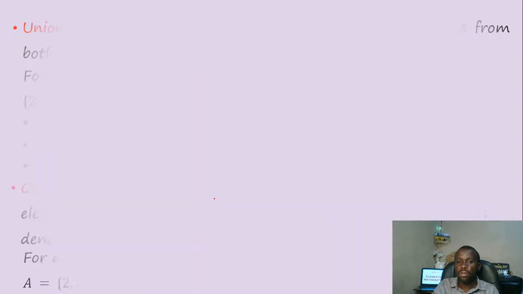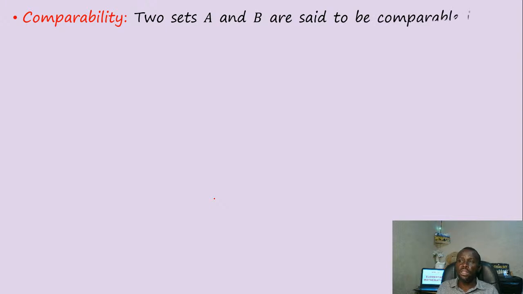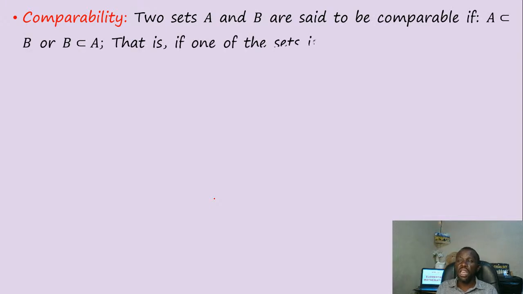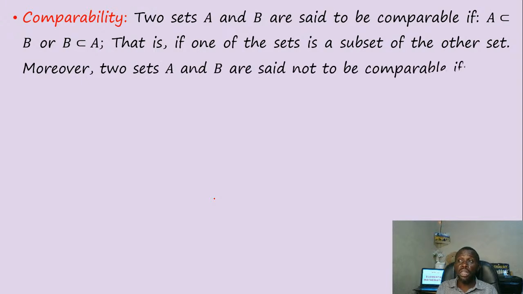Next, let's talk about the comparability of two sets. Two sets A and B are said to be comparable if A is a proper subset of B or B is a proper subset of A. That is, if one of the sets is a subset of the other set. Moreover, two sets A and B are said not to be comparable if A is not a proper subset of B and B is not a proper subset of A. So you can't compare them. That's what we call comparability. You compare, but if you cannot compare them, there is no proper subset.